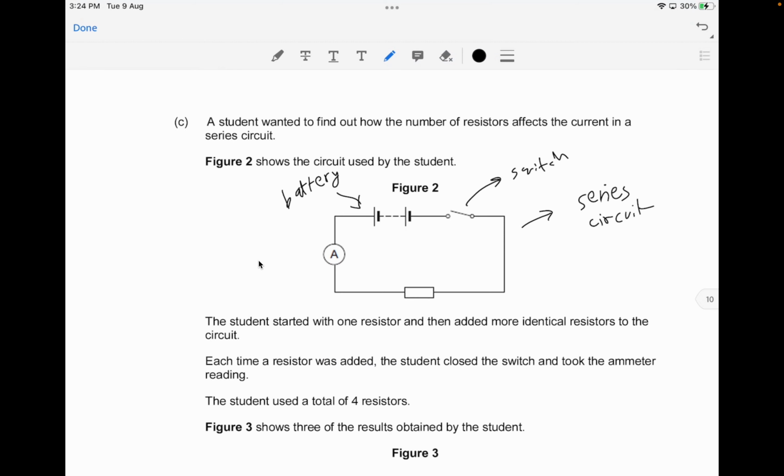The next question states that a student wanted to find out how the number of resistors affects the current in a series circuit. Figure 2 shows the circuit used by the student. You can see a battery, you can see a switch, and this is again a series circuit.